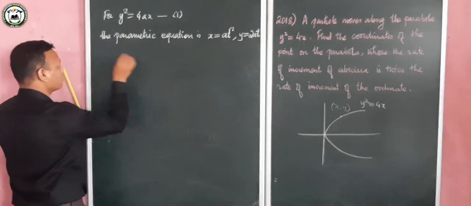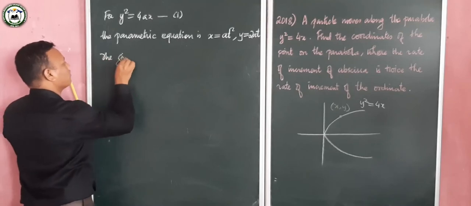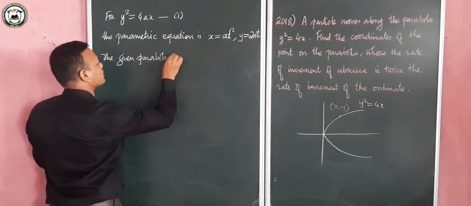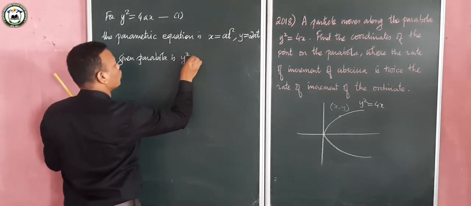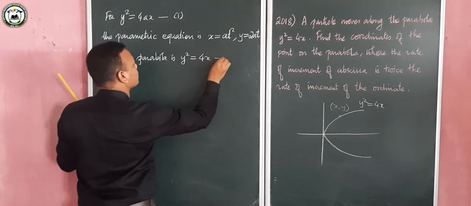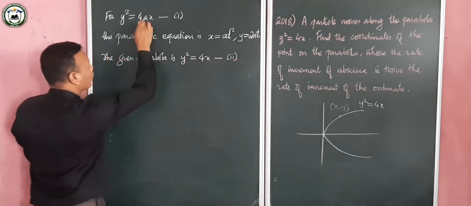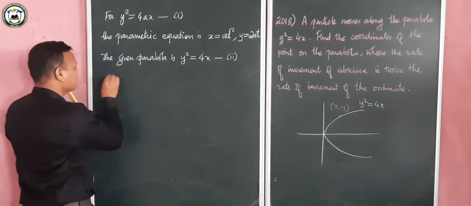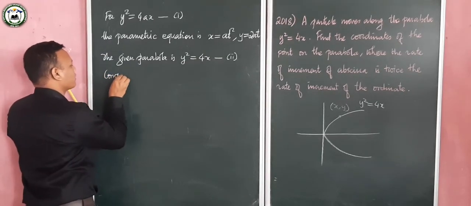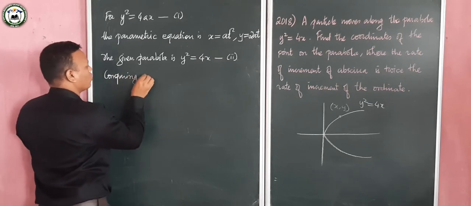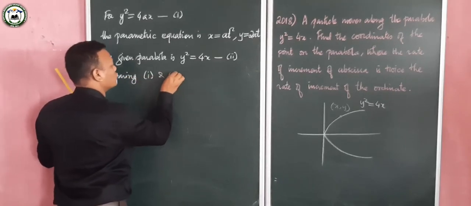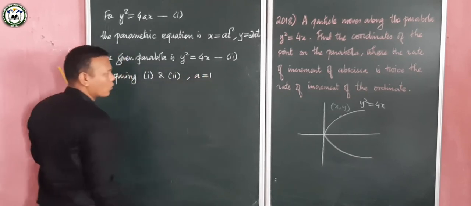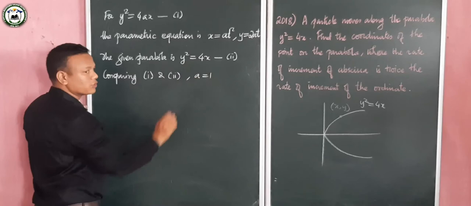Okay, now the given parabola is y square equals 4x. Let me call this 2. Now comparing 1 and 2, the value of a is definitely 1. Comparing 1 and 2 we have a equals 1. Okay, so let us write its parametric equation.